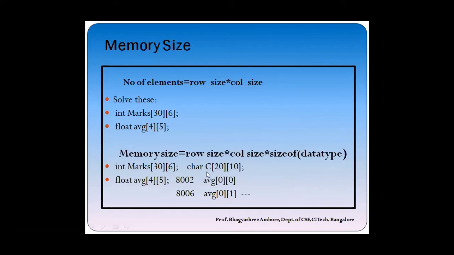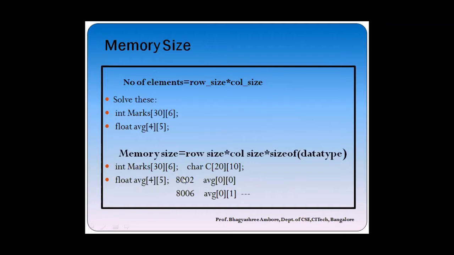Now I'll consider a character. Character data type takes 1 byte. How many characters are there? Rows are 20, columns are 10. 20 into 10 is 200, into 1 is equal to 200. It takes 200 bytes of memory.